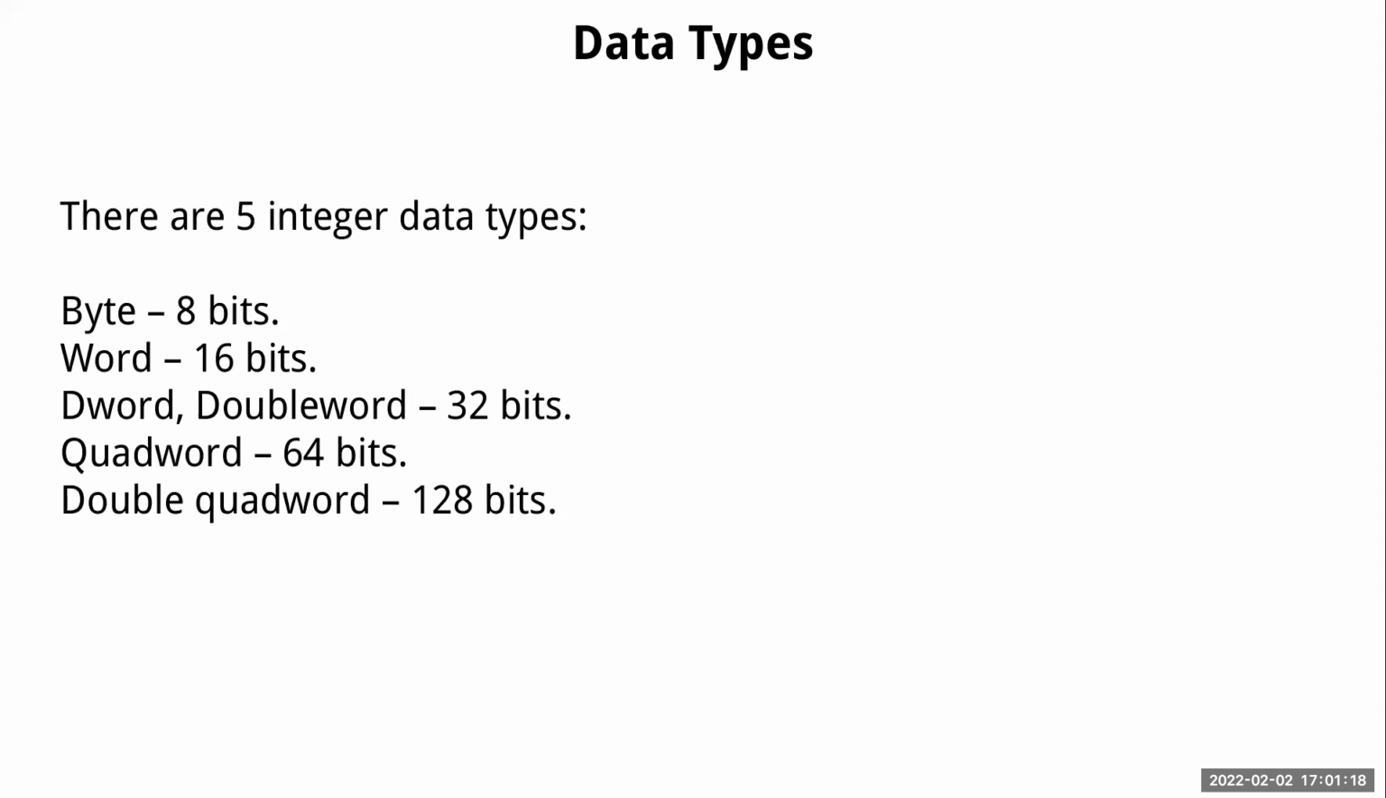A byte is obviously 8 bits. Then a word can be 2 bytes. A double word, or D word, is 32 bits, 4 bytes. A quad word is 64 bits, 8 bytes. A double quad word is 16 bytes.